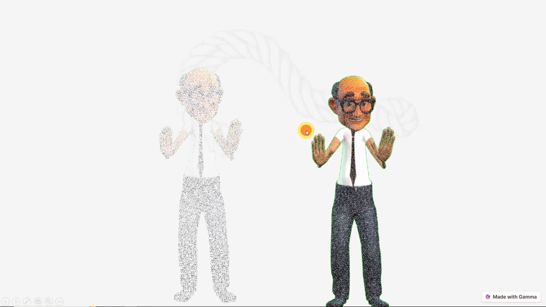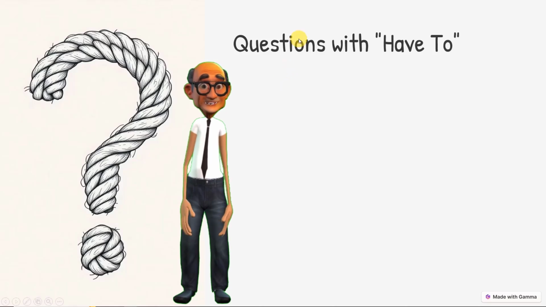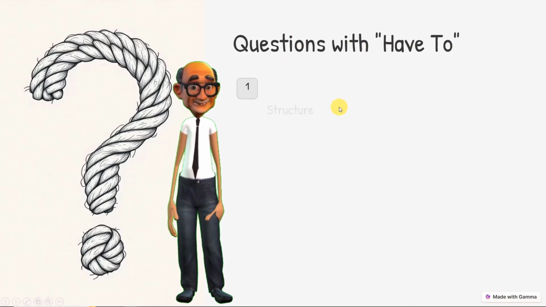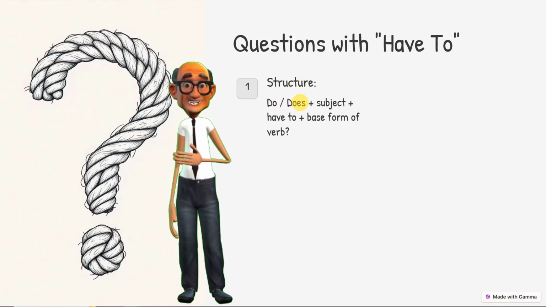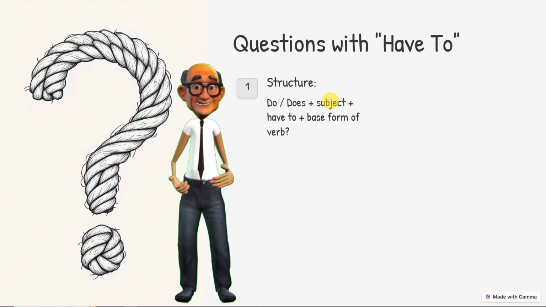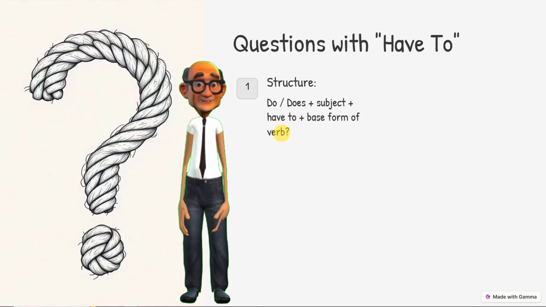Okay, let's look into it. Oh, one big question mark. Righto. Questions with have to. Yes, even questions too. The structure: do or does, right? You remember which one goes with do and which one goes with does, right? Plus the subject, plus have to, plus the base form of the verb.